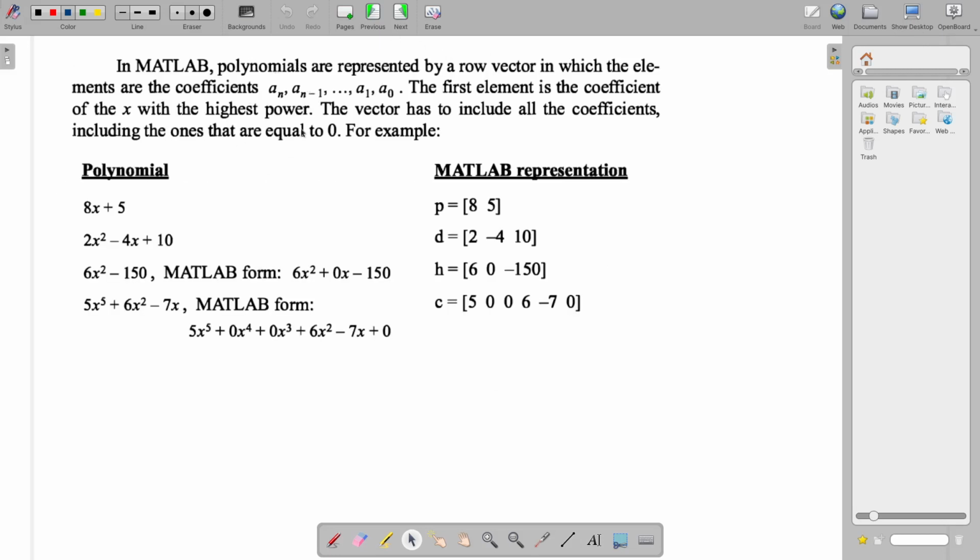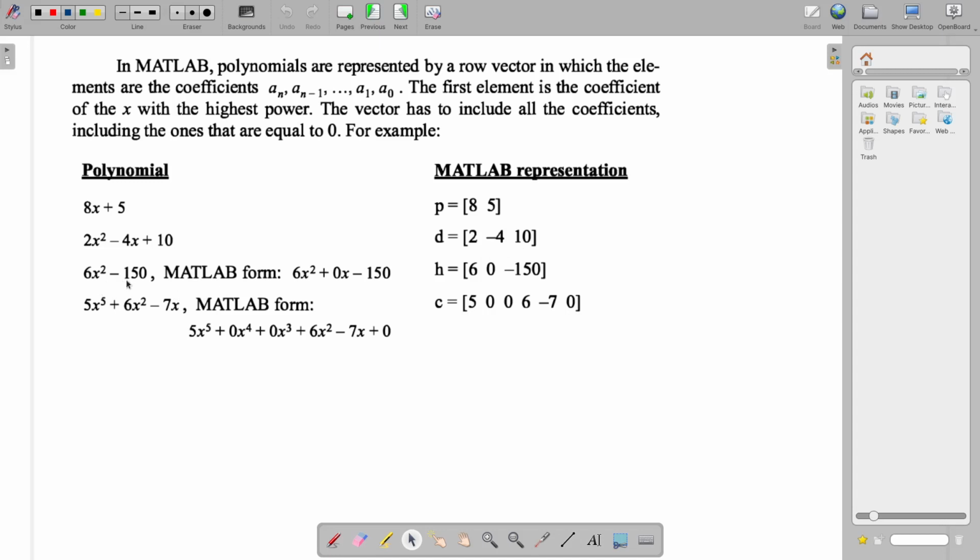In Matlab, we represent a polynomial by giving the coefficients in a vector. You have to give the zero coefficients also. For example, for 8x plus 5, the coefficients are 8 and 5. To represent that polynomial in Matlab, I give 8 and 5 in a vector. 2x squared minus 4x plus 10 has coefficients 2, negative 4 and 10, so I give them in a vector.